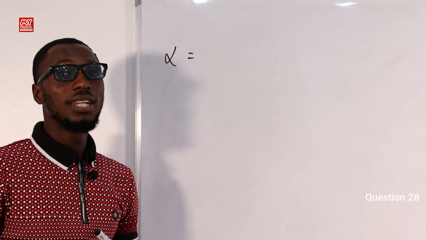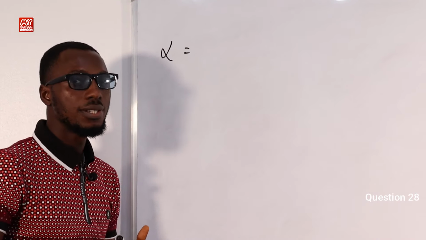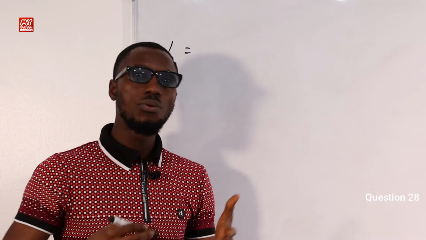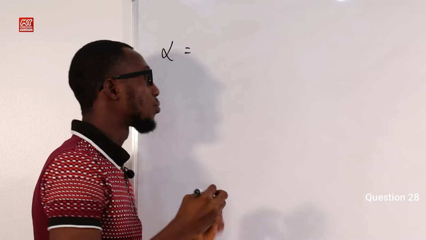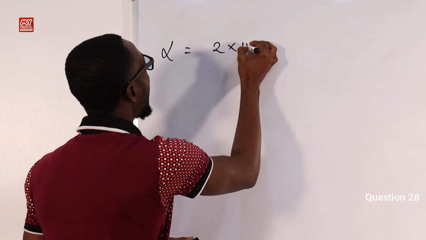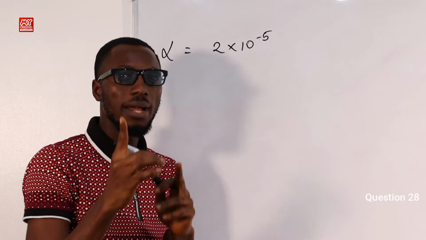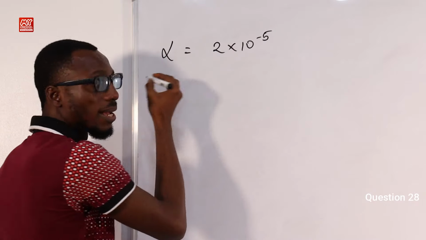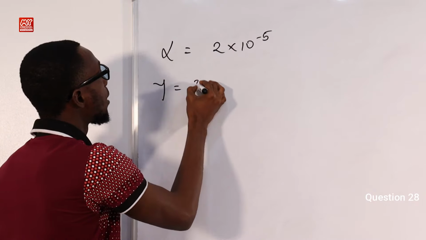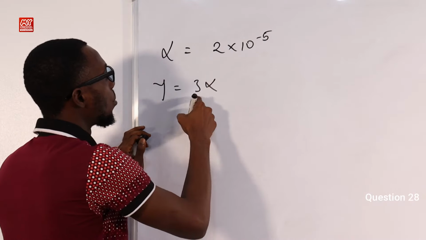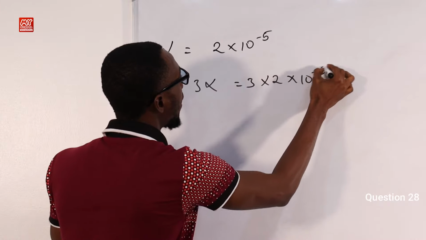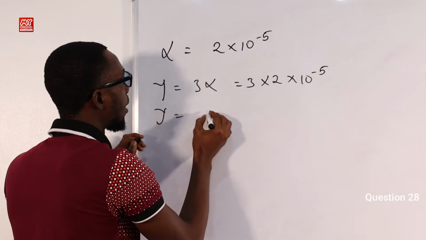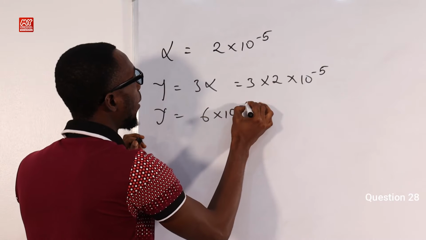pulled out the formula for linear expansivity, but when you check the other metrics provided, they are given in cubic or volume expansivity. So you have your linear expansivity given as 2 times 10 raised to the power minus 5. And you remember very well that cubic expansivity equals 3 times alpha. So that will be 3 times 2 times 10 raised to the power minus 5, and that tells you our cubic expansivity is 6 times 10 raised to the power minus 5.